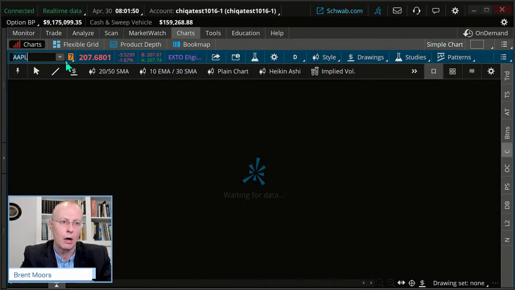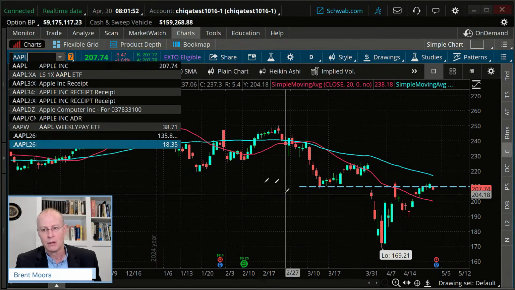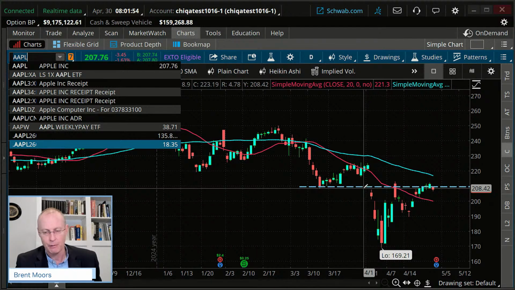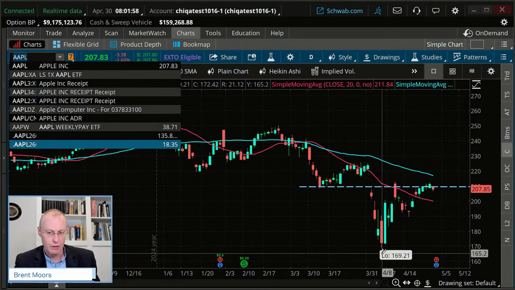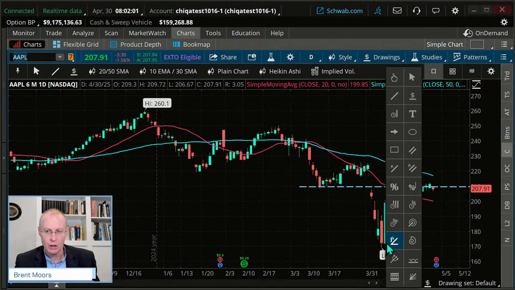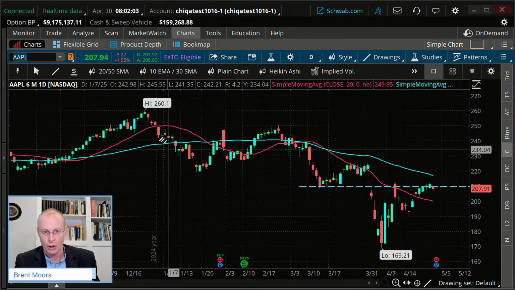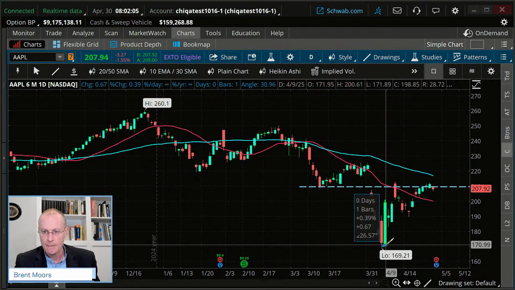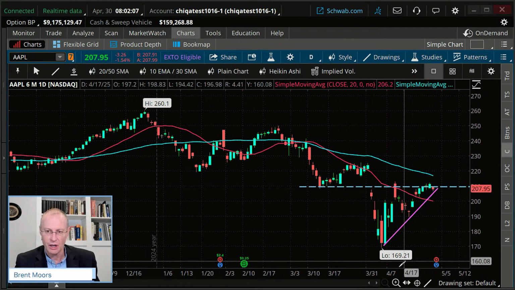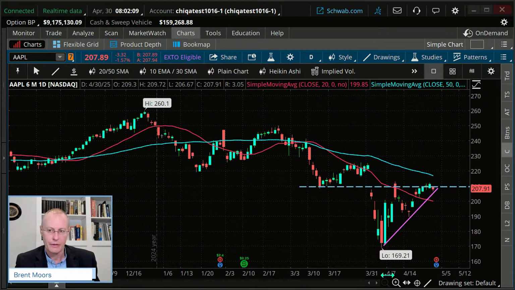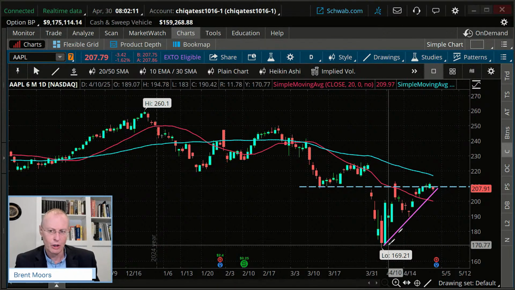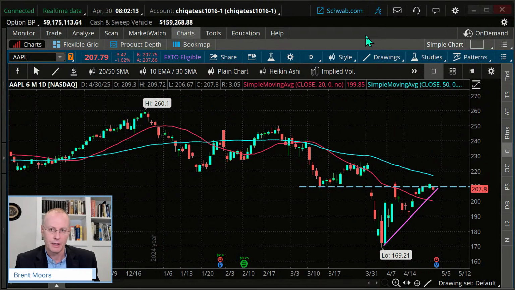Coming out tomorrow, we've got Apple. Same deal. I'd previously drawn a line in there on Apple. This actually has been looking a little stronger than some of the others lately, although the first part of the year was terrible. But we have almost an ascending triangle there, Brett. That's a little bit more of an extended recovery than some of the others.